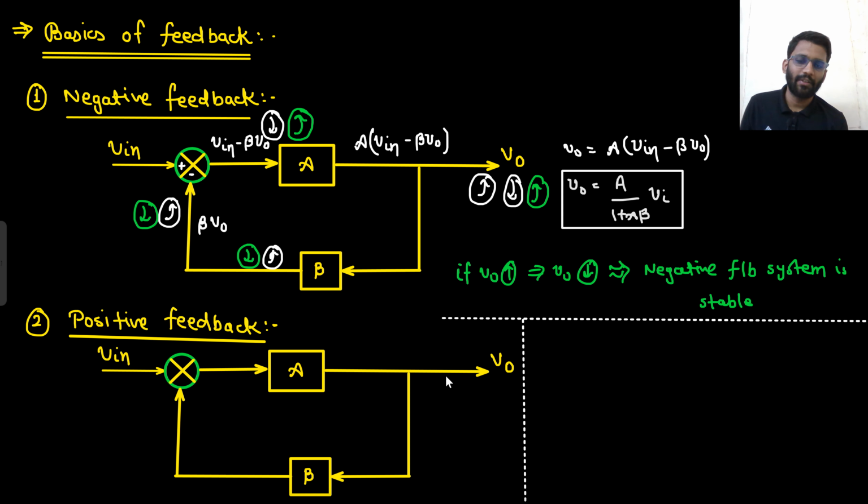Now what will happen in positive feedback? So beta V naught is simply coming, the same thing, but now it is being added with the input signal. So V in plus beta V naught, and now this will be multiplied with A. So here you will get A into V in plus beta V naught.